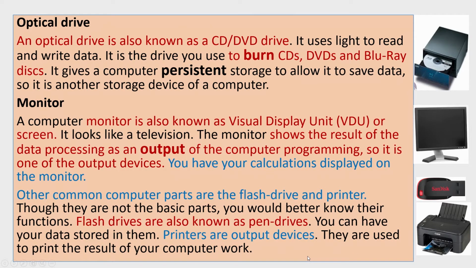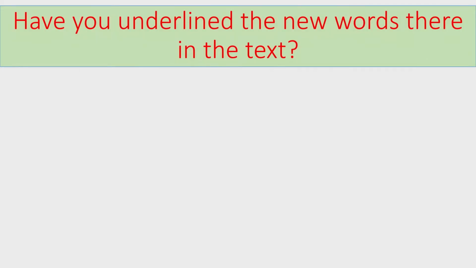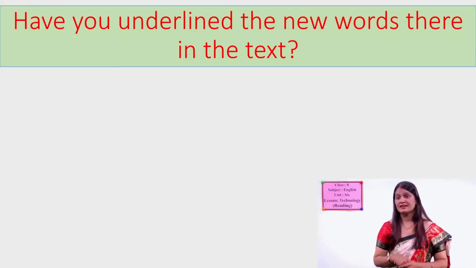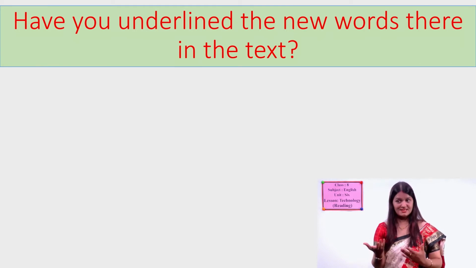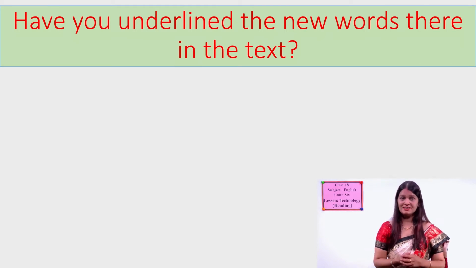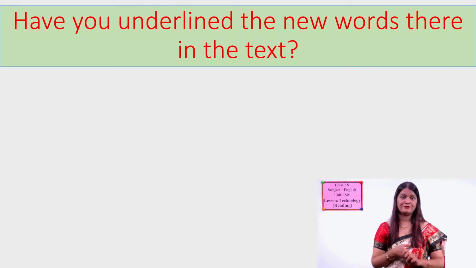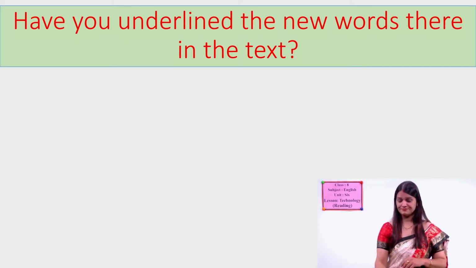So these are the things we have read in our reading text. I hope that you have understood the lines. If you have not, then also no problem. I told you to underline the unfamiliar words, so maybe you have done that. So look here. Have you underlined the new words in the text? Yes, of course, you have underlined, right? If you found any unfamiliar words; if not, it's okay.